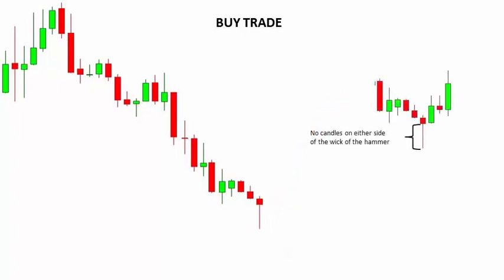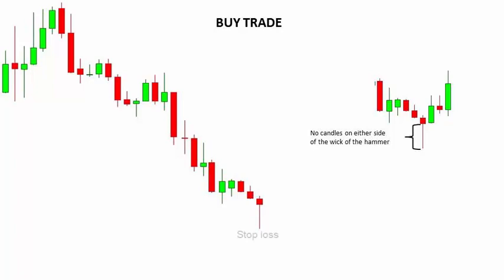The strength of a hammer candle depends on where it appears on the graph. An important rule for trading bullish reversal candle patterns is that it must occur at the end of a strong downtrend. One of the main characteristics of a hammer candle is that it should clearly stand out, with no candles on either side of the hammer candle to compete with. Look at this hammer candle here. This is a beautiful reversal signal.